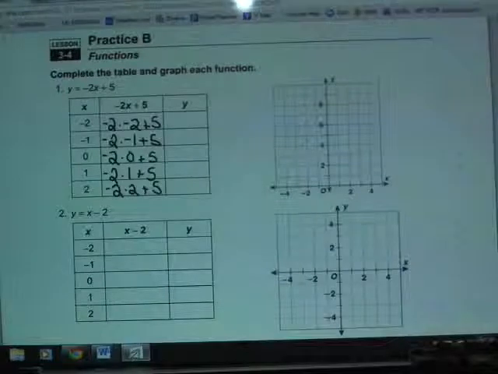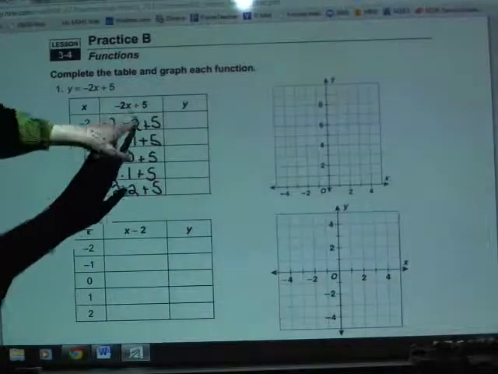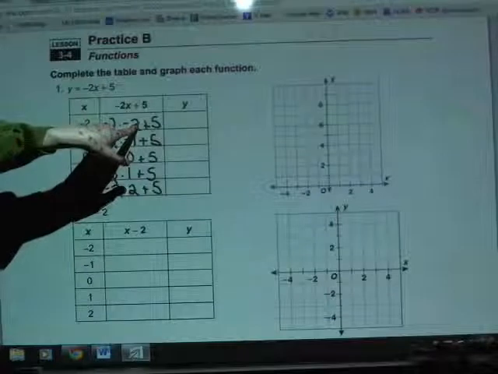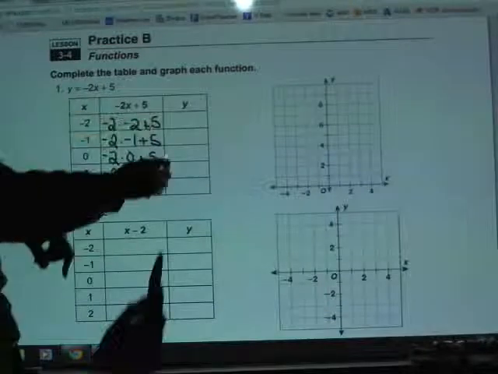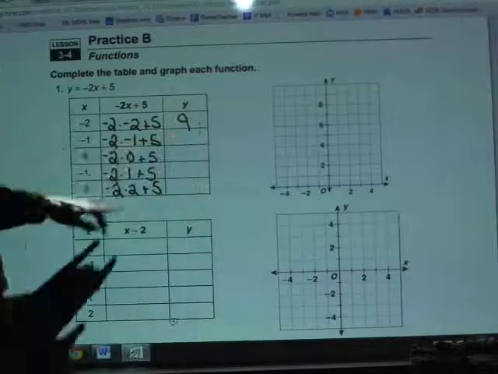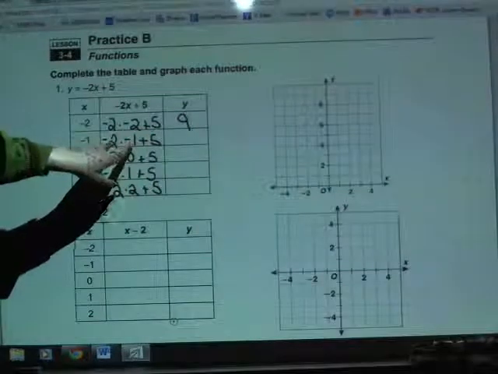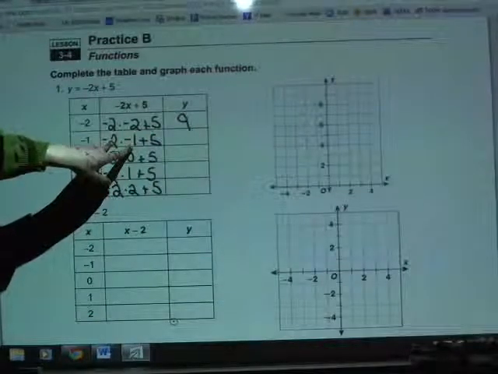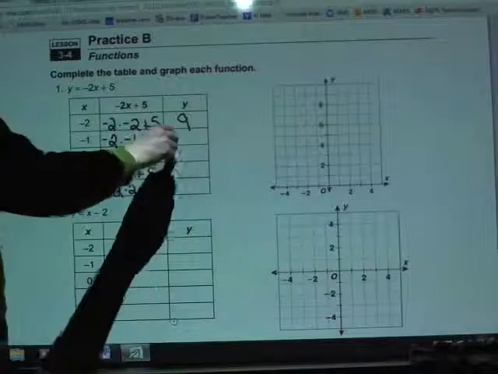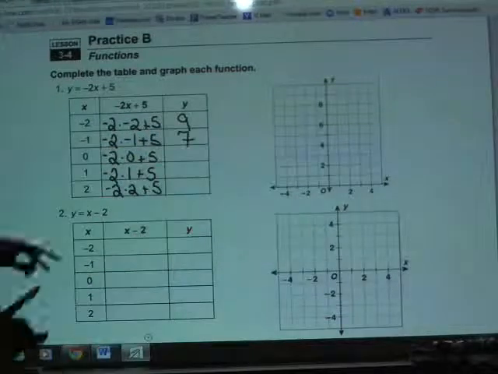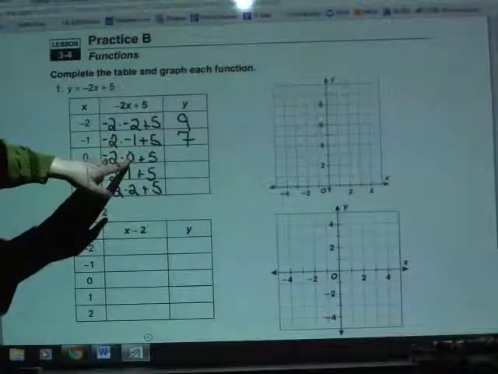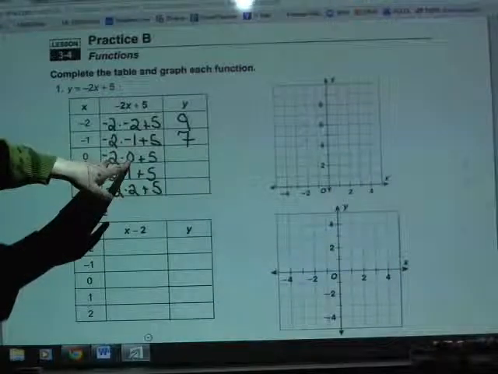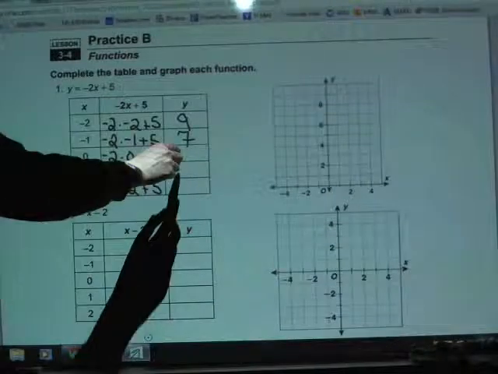All right, so now we're solving each one of those, and of course, it shouldn't need to be said, but I'll say it anyway. You want to make sure you use order of operations here. So you're going to do those multiplications first before you go back and do the adding. In the first one here, negative 2 times negative 2 is going to make positive 4, plus the 5 is going to make 9. In the second one, negative 2 times negative 1, that's going to make positive 2, plus 5 is going to make 7. In this third one, negative 2 times 0, that's going to give me 0. And then I'm going to add 5, and that's going to make 5.